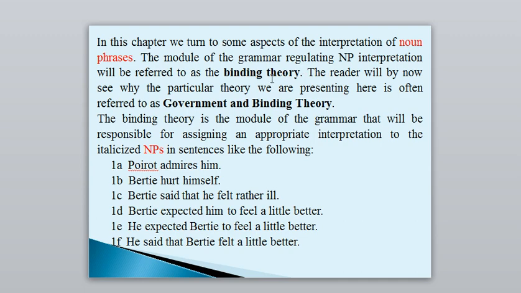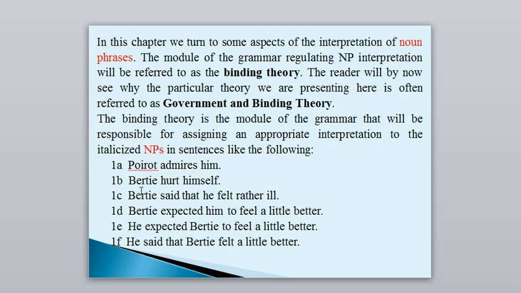The reader will now see why the particular theory we are presenting here is often referred to as government and binding theory. The binding theory is the module of the grammar that will be responsible for assigning an appropriate interpretation to the italicized NPs in sentences like the following. For example, look at these examples. 1a, Poirot admires him. Here we have two kinds of NPs, a proper NP and the pronoun him.